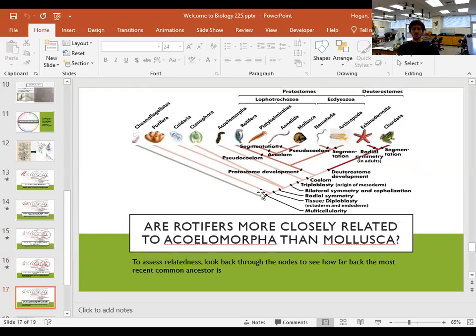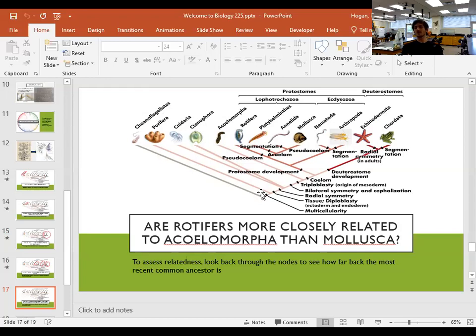The next thing we went over was assessing relatedness in phylogenetic trees. We talked about the difference in relation between Coelomorpha and Rotifera, and Coelomorpha and Mollusca. When you're trying to see how related two groups are, you count the number of common ancestors or nodes that they share between them. If you look at Mollusca, that has 6 common ancestors between Mollusca and Coelomorpha. If you look at Rotifera, Rotifera has only 4 common ancestors between Rotifera and Coelomorpha. So Rotifera is more closely related to Coelomorpha than Mollusca is.